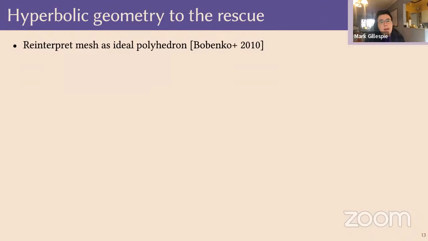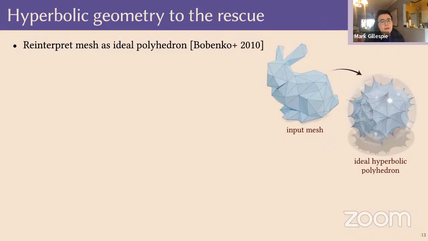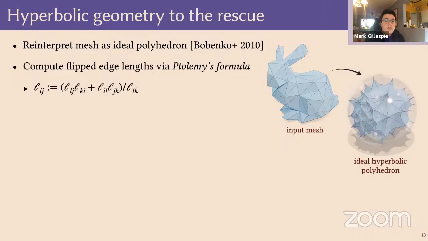The main idea, proposed by Bobenko and colleagues in 2010, is to take our input mesh and reinterpret it as an ideal hyperbolic polyhedron. Algorithmically, this just means that whenever we want to perform an edge flip, we compute the length of the new edge using this Ptolemy formula rather than the standard Euclidean formula. Hence, we refer to this operation as a Ptolemy flip. Crucially, we can even apply the Ptolemy formula in cases where the Euclidean edge flip is undefined. As long as you have some edge lengths, you can plug them into this equation and find the new length.